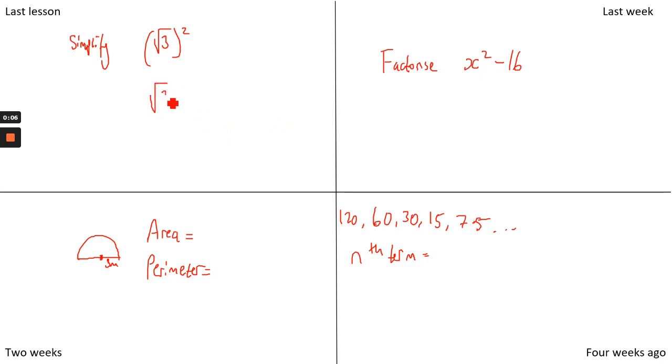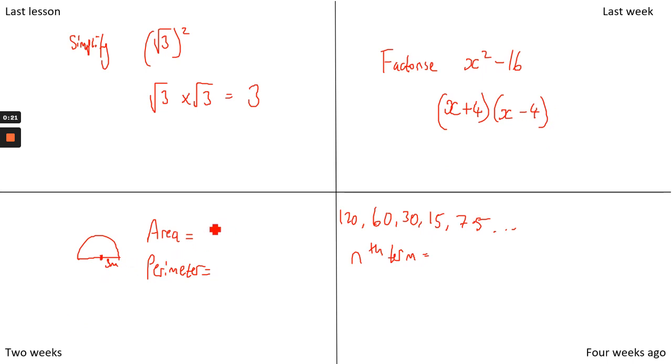Okay, so this one we've got root 3 multiplied by root 3, which you should know is just 3. This one, 16, is a square number, so this one is a difference of two squares. So you've got x plus 4, x minus 4.